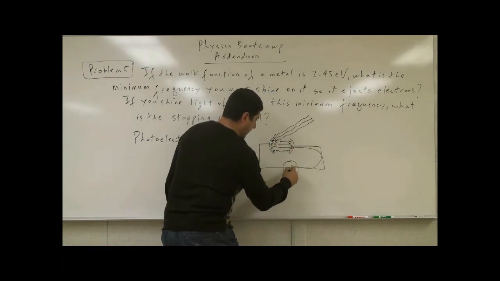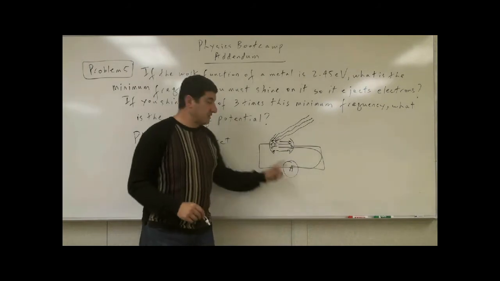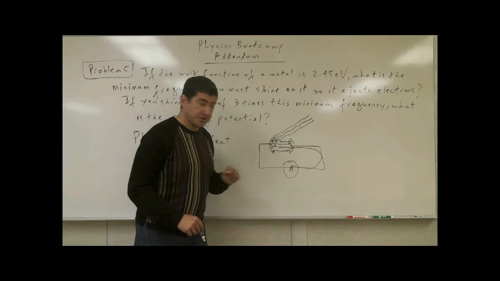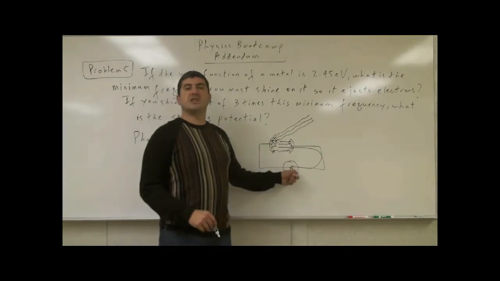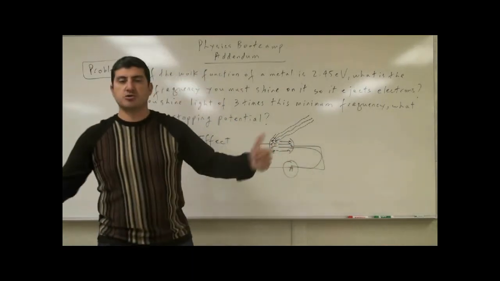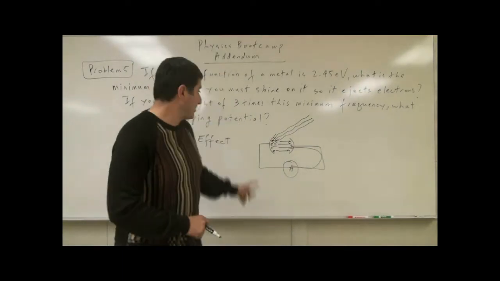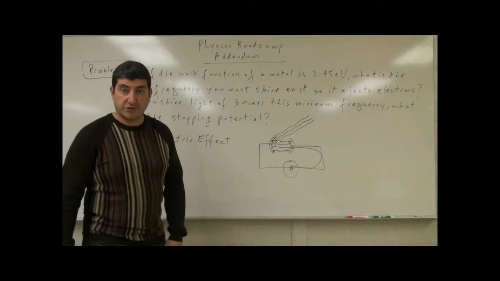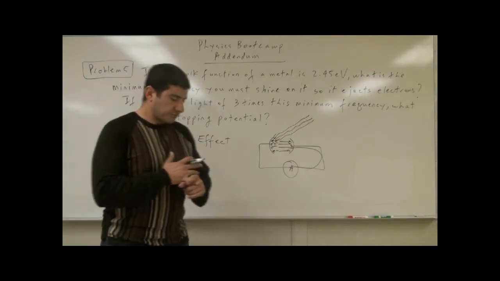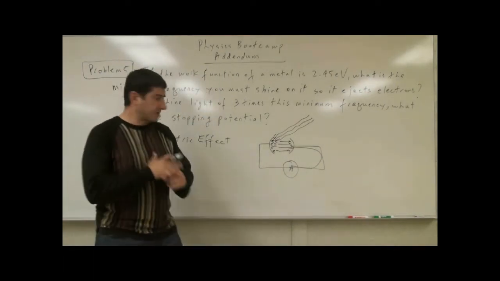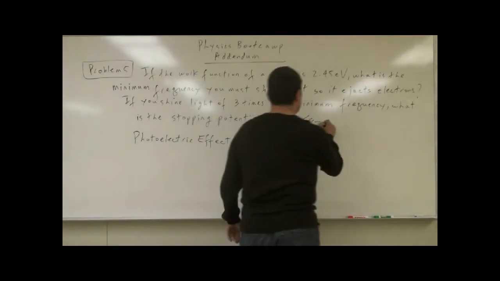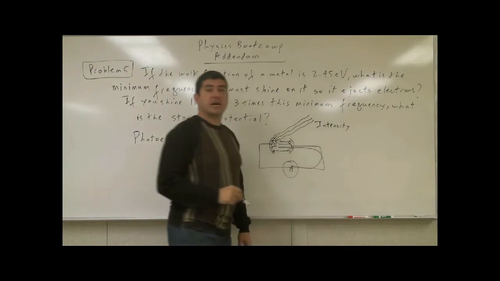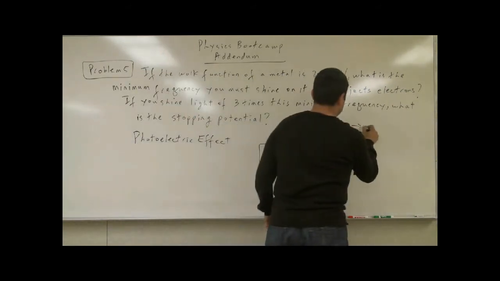So if you have an ammeter, the way that you know that the electrons have gone to the other side is to read the current here, and from the current you could determine that the electrons have been ejected and actually going around the circuit, right? So according to classical physics, the intensity of the light beam should determine how much current we get.